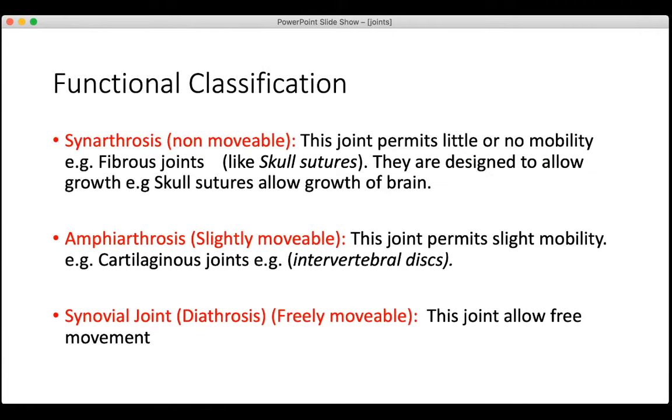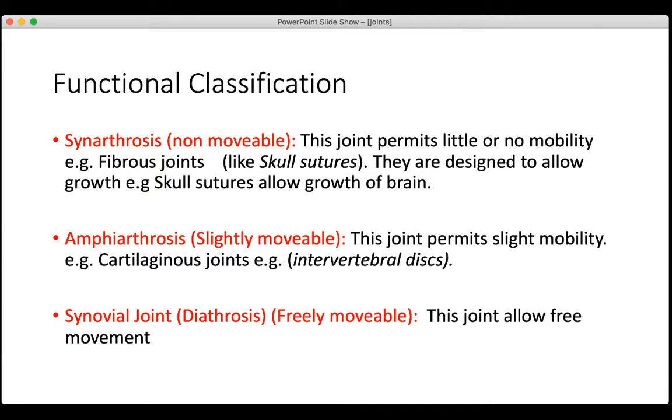Now coming to the functional classification of these joints: how they are classified on the basis of function, and the function is movement. How they are classified on the basis of the movement they perform, or the way they move. So basically there are again three categories here. Now you will see the overlap here, the point I was discussing, because these categories have overlaps.